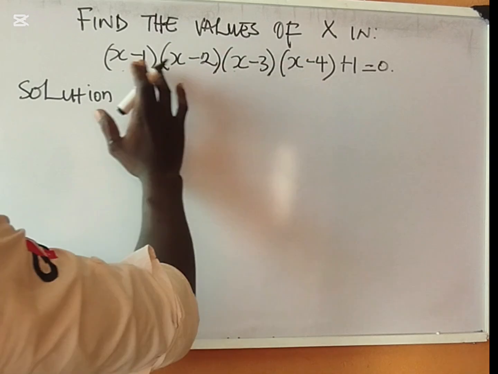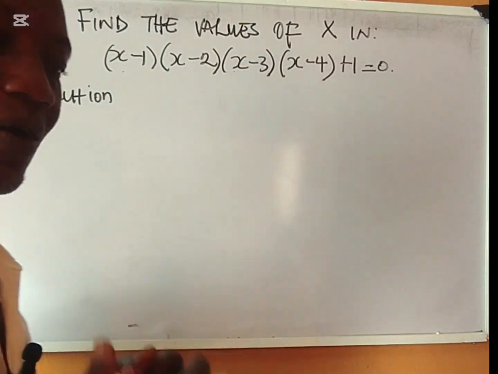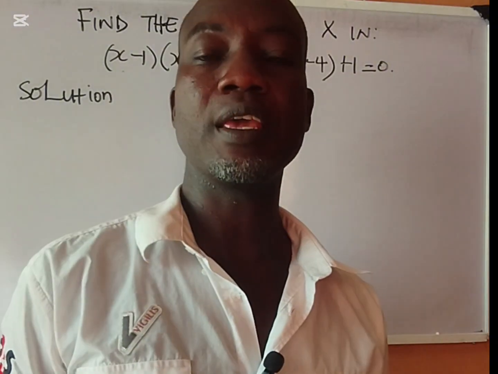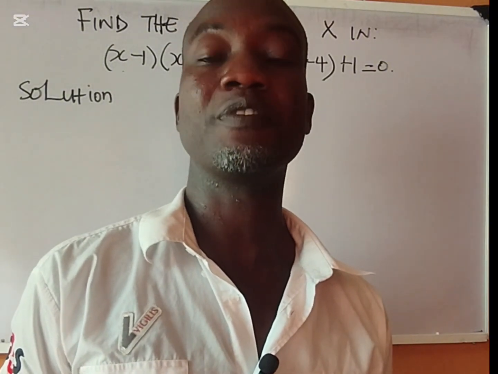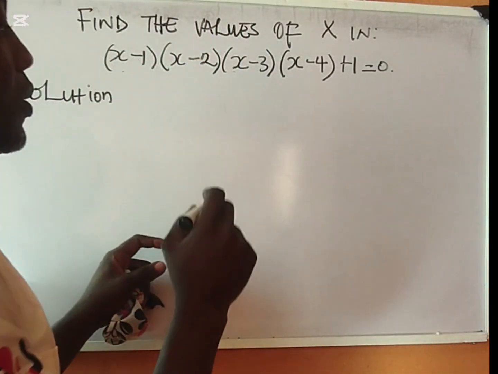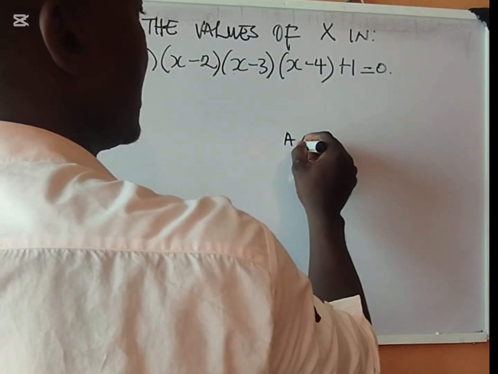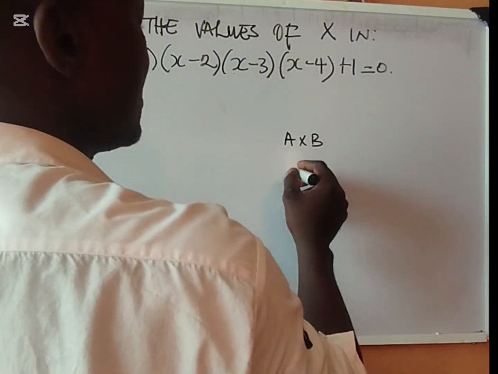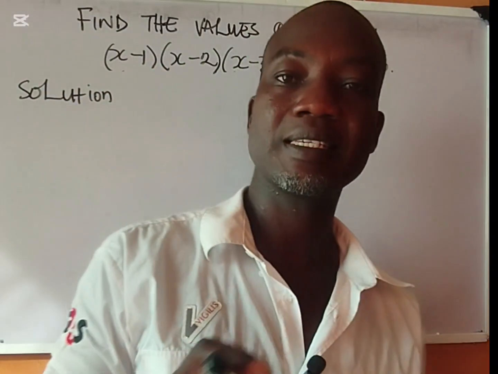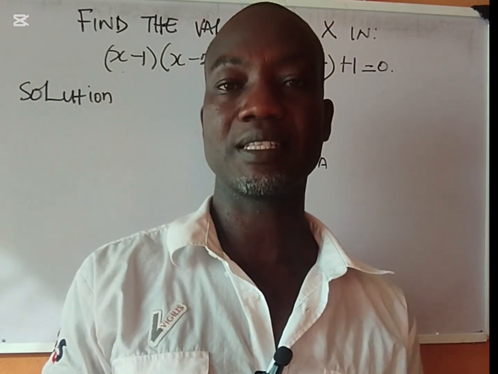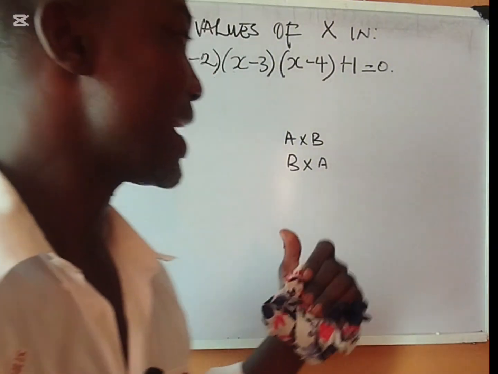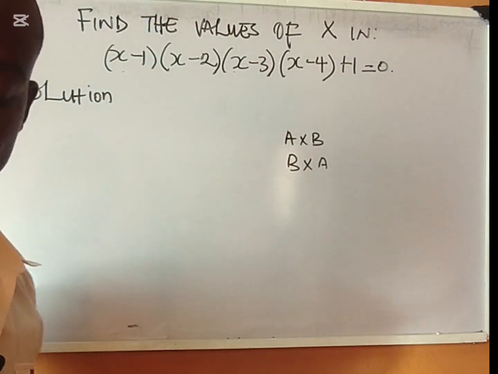These terms, this and this, are undergoing multiplication. I'm going to leverage one of the qualities of multiplication we refer to as the commutative property of multiplication. What it simply means is that if you have A times B, it's the same as B times A. So the order in which you place multiplying terms is irrelevant. The answer will still be the same. So I'm going to leverage that property to rearrange this original equation that we have.